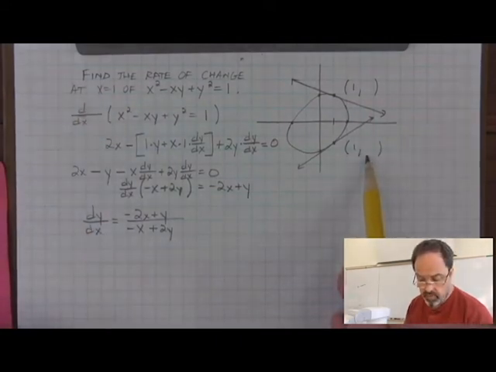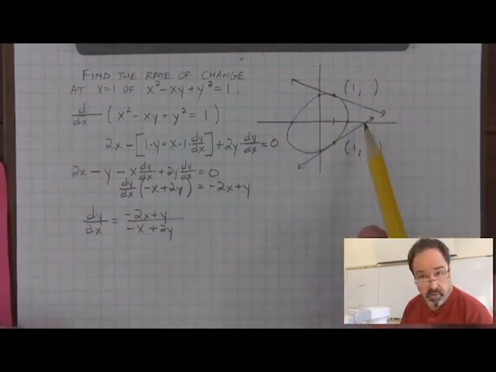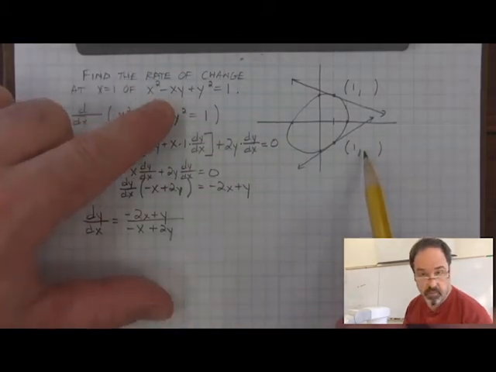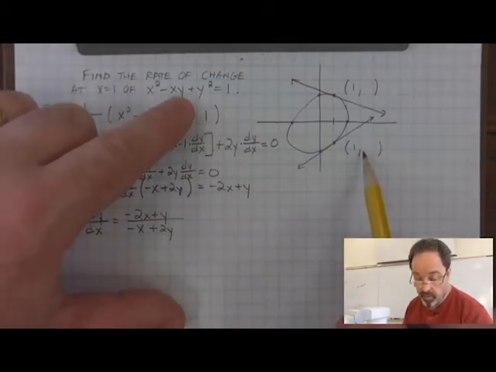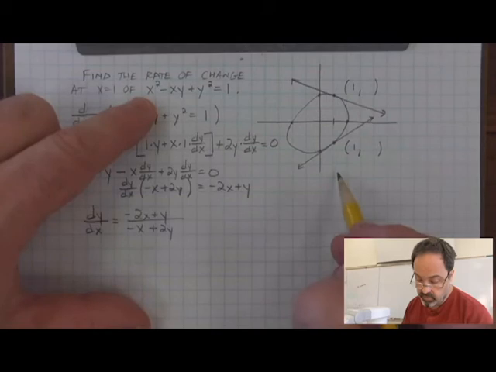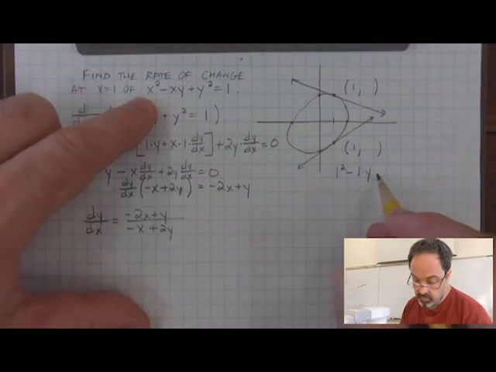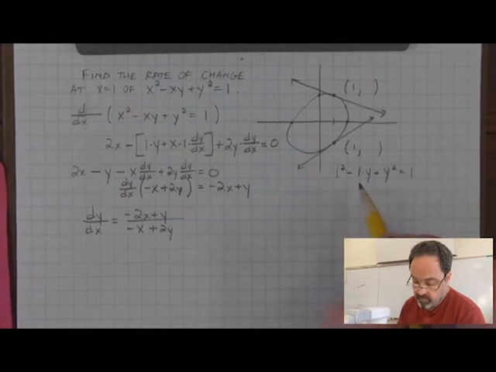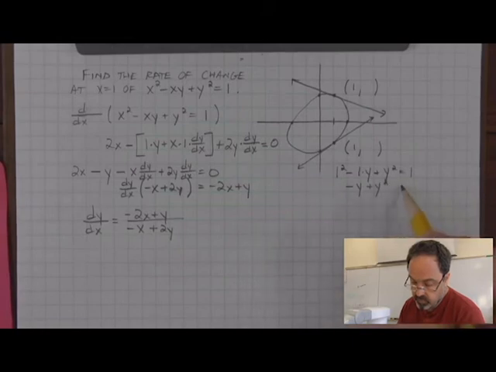What's the y value? I don't want to go with approximating it in the graph. I want to calculate the exact y value. I do that by going back to the original equation and finding y with my known value of x of 1. So the original equation is, if I put 1 in for x, 1 squared minus 1 times y plus y squared is equal to 1. And I want to evaluate y. 1 squared is 1, and if I subtract 1 from both sides, then what I'm left with is a negative y plus y squared is equal to 0.